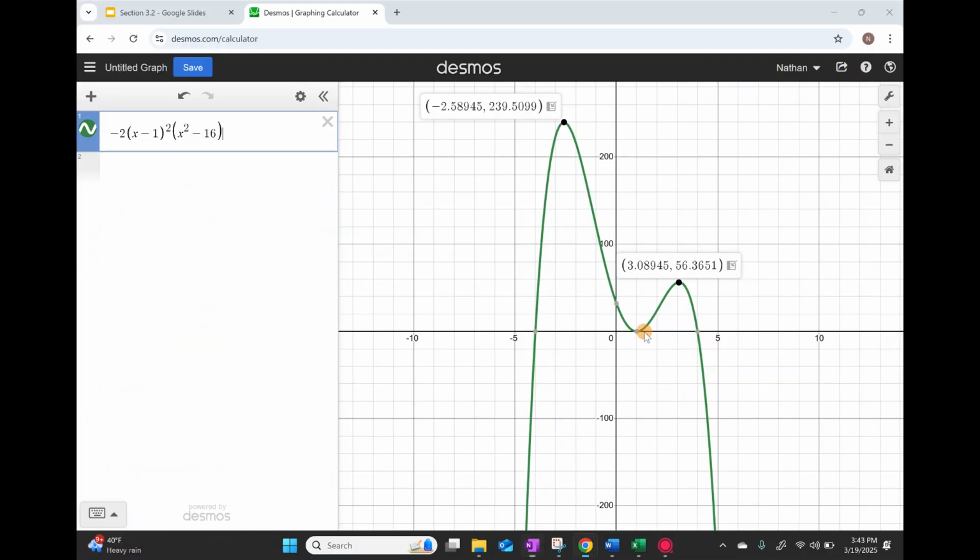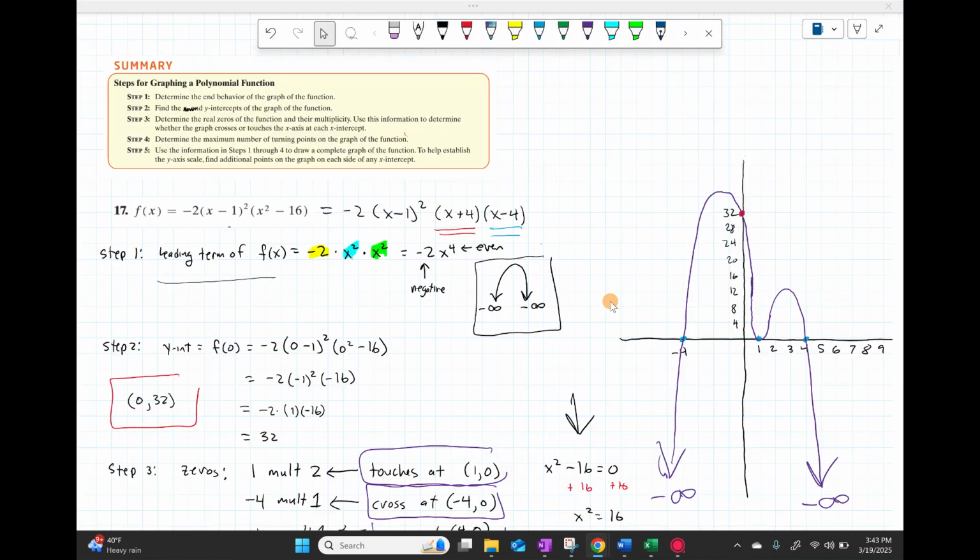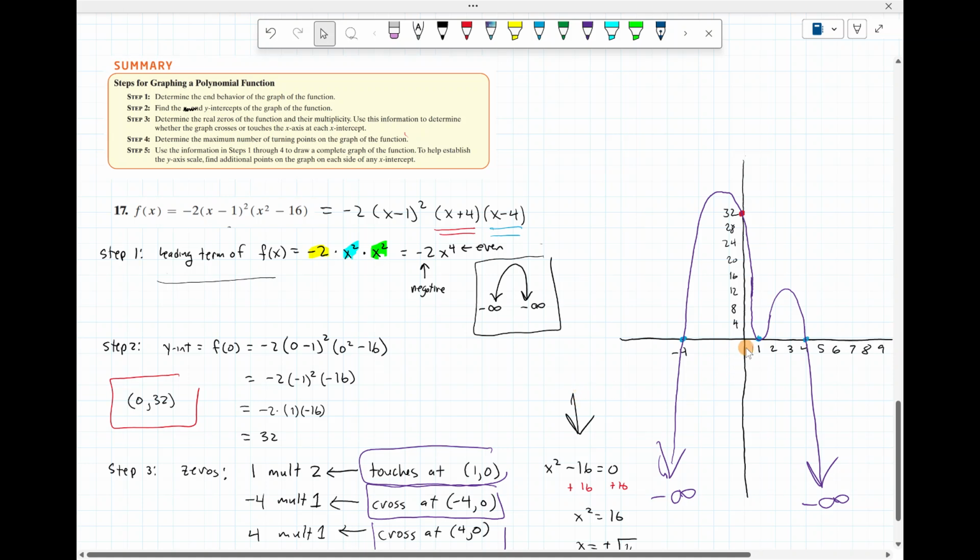The other thing I'll want to double check, it crosses at -4, it crosses at 4, it touches at 1. I think that was a decent sketch of the graph. And again, if these numbers were smaller, I would fix this graph and try to make it look perfect. But since there are such large numbers, I'd have to start all over at the beginning, and it's not really worth it, in my opinion. I think I'm happy with this sketch that I have.